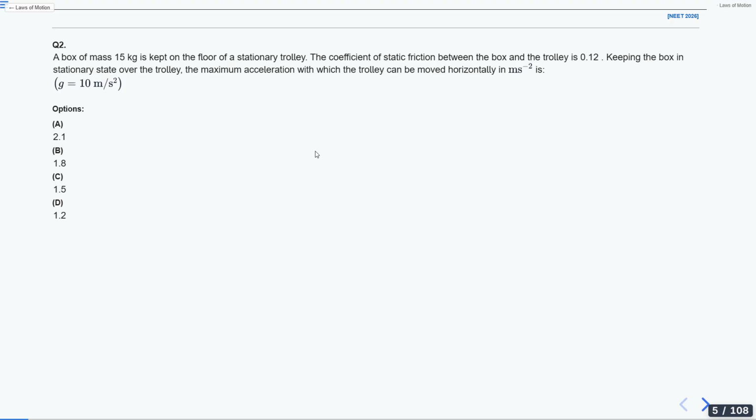Now there is another question that was again asked in NEET 2026. Please do this question. It's an easy question. Try this question fast. Every student should try this question.